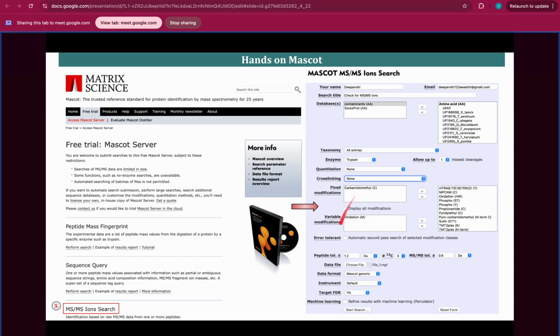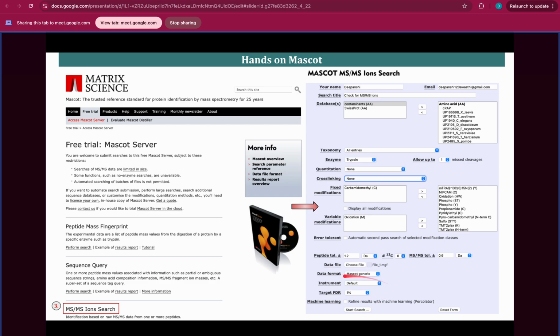I have selected them because it was mentioned in your assignment, so I am just replicating that. I am not using the exact same things, but I am giving you the idea of how things are done. Everything else is kept at default; we are not changing anything. So now we will click on start search.